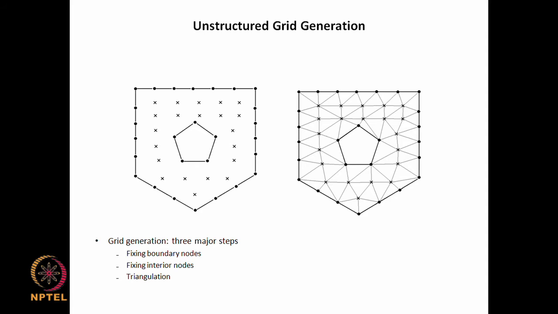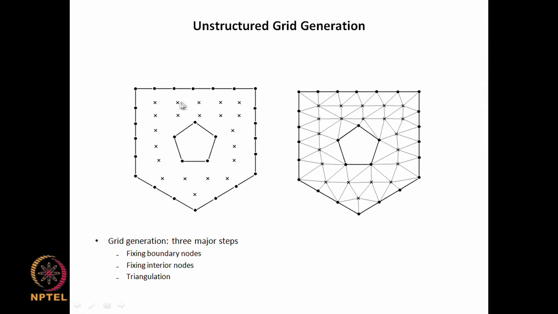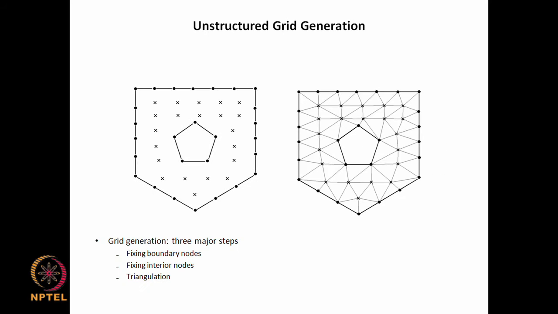So, what we will do in this lecture, given that grid generation is non-trivial, is look at how to go from this domain shape into the stage where we can put the boundary nodes and the interior nodes. Then we look at triangulation in the next step, because that is definitely a non-trivial exercise. So, we are looking at fixing the boundary nodes and fixing the interior nodes.